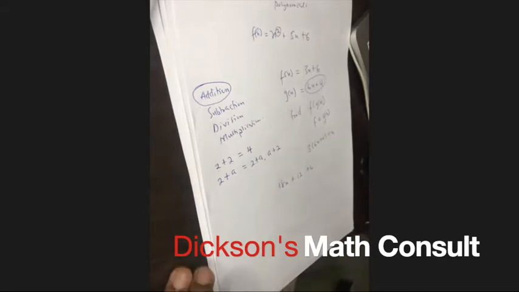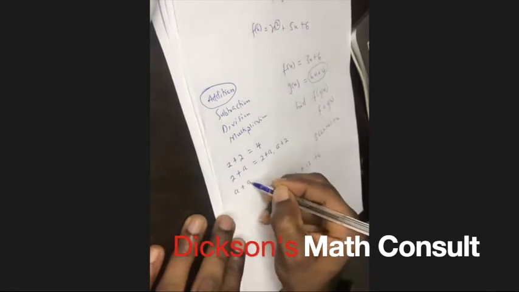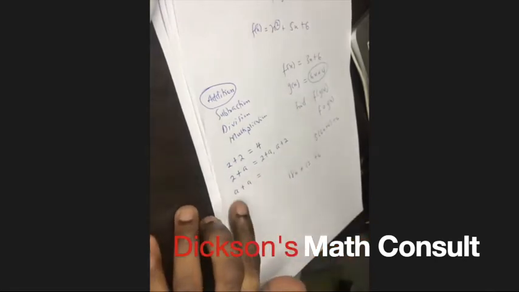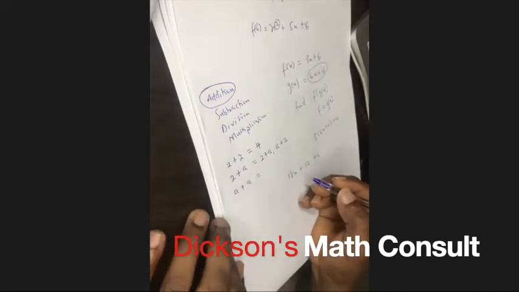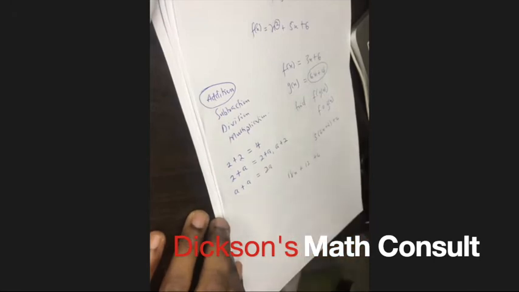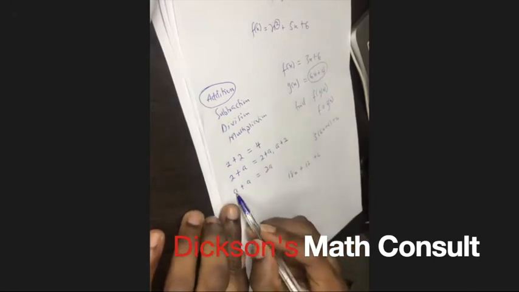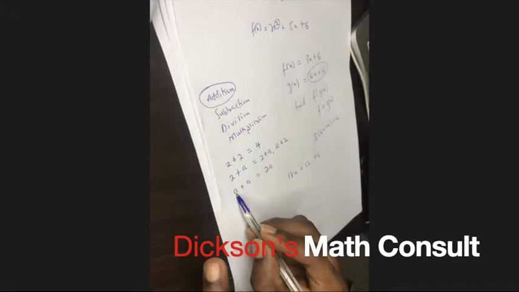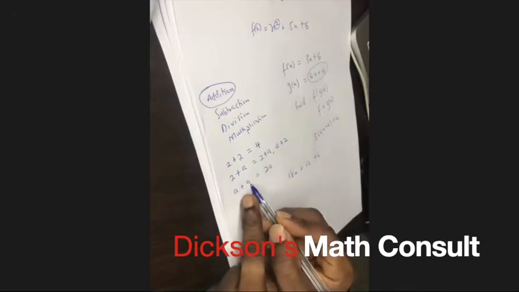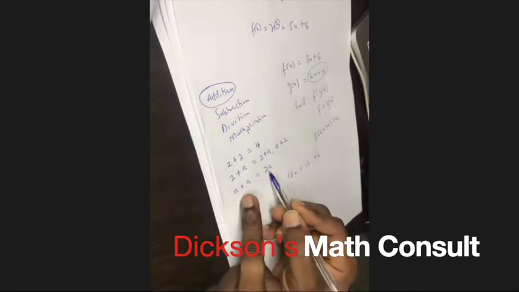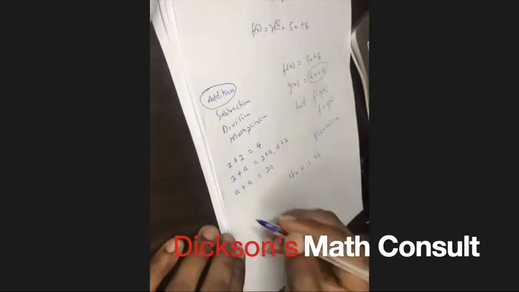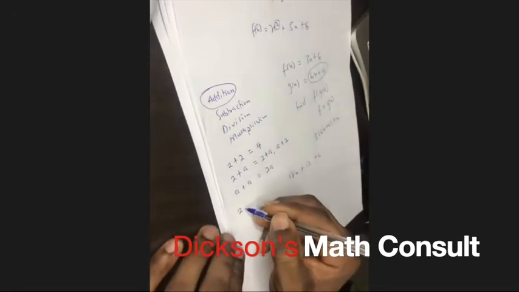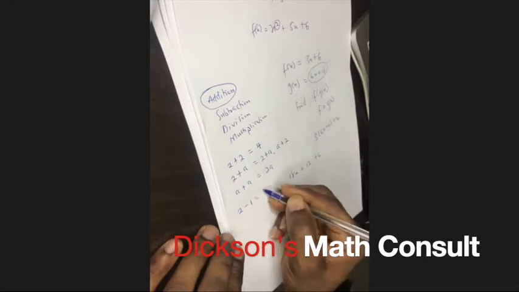Now let me pick a variable and a variable. So a plus a. What are you going to have? 2a. So a variable can be added to the same variable, and then you have 2a. That is for addition.